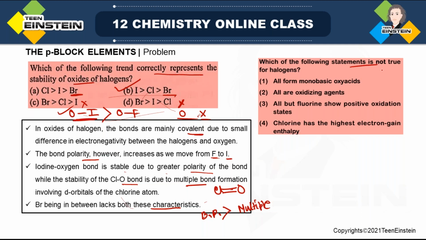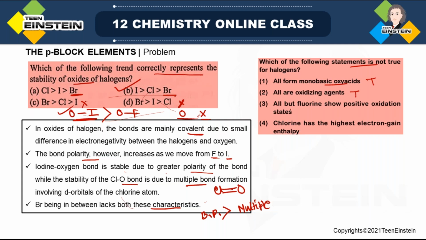Which of the following statements is not true? Among four statements, one statement will be incorrect. Let's find it. All form monobasic oxyacid, though we have not discussed it yet. But remember, when we discuss it, it will be clear. Only fluorine can form one oxoacid. That is true. But one oxoacid is always formed, so all can form monobasic oxoacid. That is always true, so this is correct. All are oxidizing in nature, that is, all the halogens are oxidizing in nature.